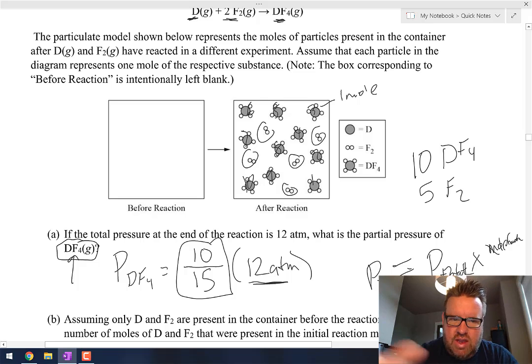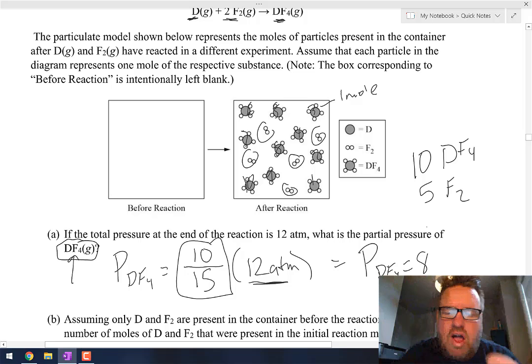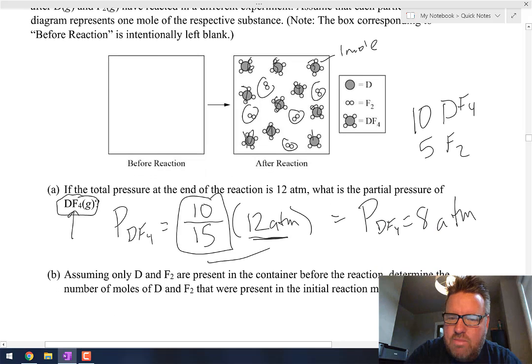This is a free response question, so you could use a calculator on this. 12 times 10 is 120. 120 divided by 15 equals 8. So the pressure of DF4 equals 8. Guys, you can use logic on this. If you end up doing it exactly the way I did, that's fine. If you get 8 atmospheres and show how you got that, that's perfectly fine. But don't just write 8 atmospheres as your answer. Have something to justify that answer.